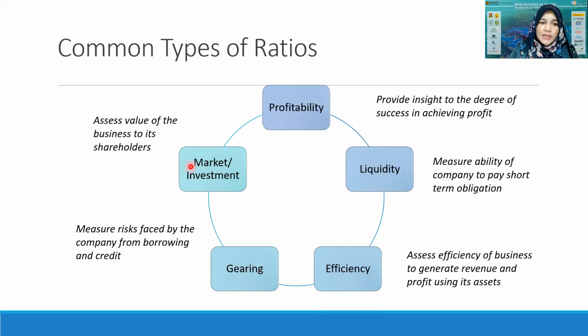The final one is market or investment ratio. It measures the value of the business to its shareholders. This looks from the point of view of the investor, to see whether the investor actually has value in the business. For example, how much profit is made for every single share, or how much dividend is paid to the shareholders. Those are the things measured by market and investment ratio.